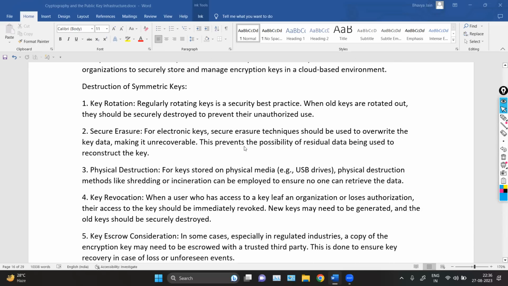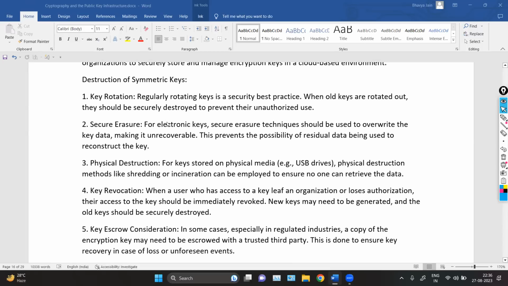Then we have destruction of symmetric keys, meaning how we can destroy the keys. Key rotation: regularly rotating keys is a security best practice. When old keys are rotated out, they should be securely destroyed to prevent unauthorized access. Rotating is the same as replacing, meaning you have one shared key.